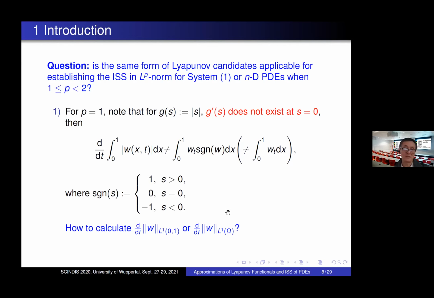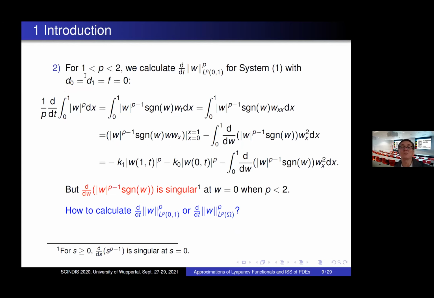The same holds in the case of P between 1 and 2. I will compute again the derivative of the LP norm of the solution for system 1. By direct computation, we can get this expression, but we see clearly this term is singular at the point where w equals 0 if P is smaller than 2, and actually P is between 1 and 2. So still we have a problem with the computation of the time derivative of the LP norm of the function.